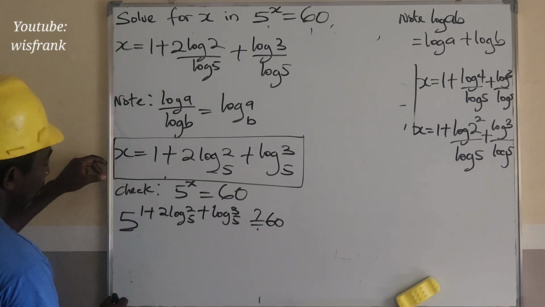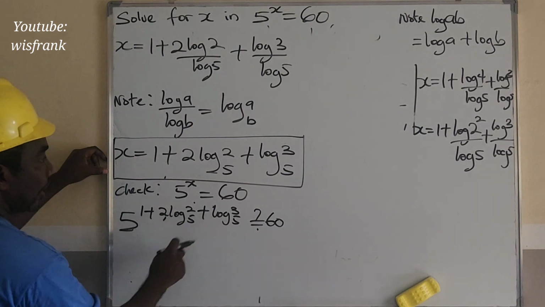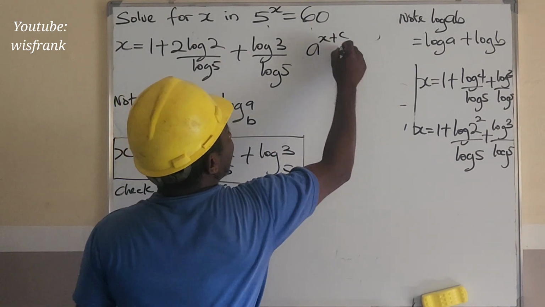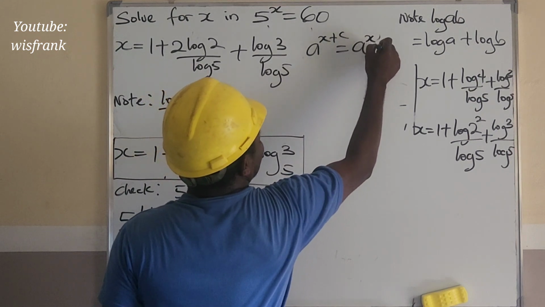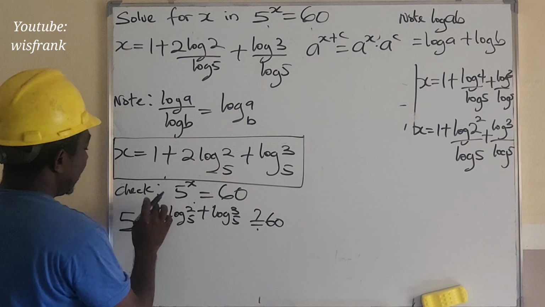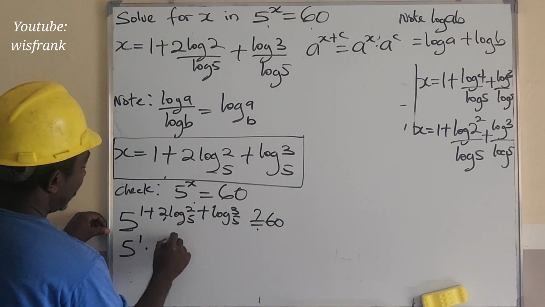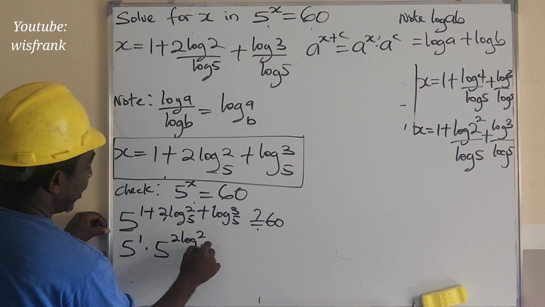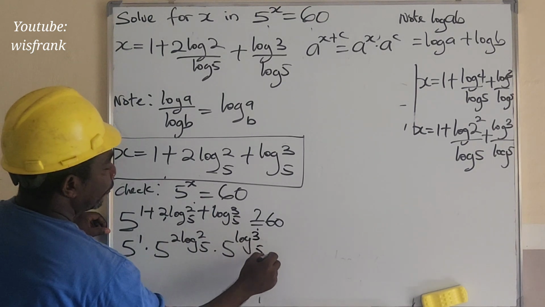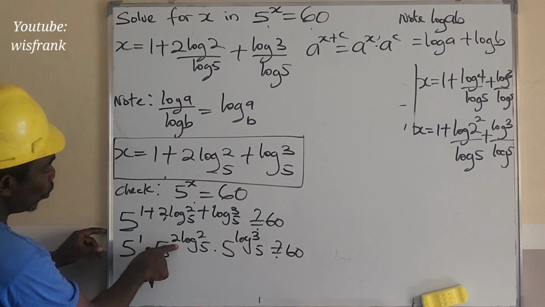In this case, we can separate this, since a to the power of x plus c is the same thing as a to the power of x times a to the power of c. Expressing this in this format, this will give us 5 to the power of 1 times 5 to the power of 2 log 2 base 5 times 5 to the power of log 3 base 5. Will this give us 60? Let's find out.